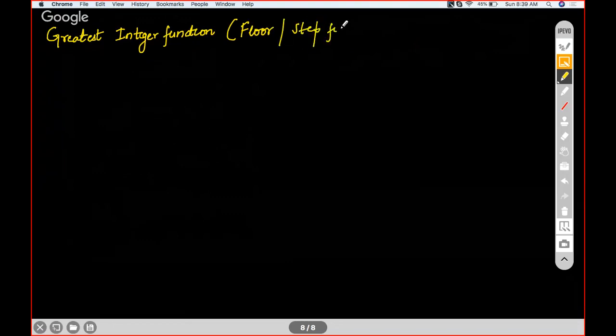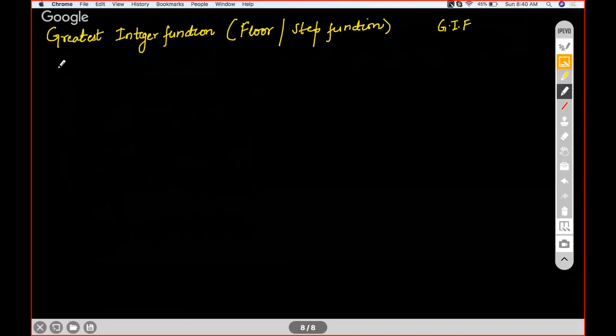Now we'll move on to another special function which is called the greatest integer function. One of the most important functions that you would deal with. Also called the floor function, also called the step function. I would abbreviate it as GIF always. GIF means greatest integer function.